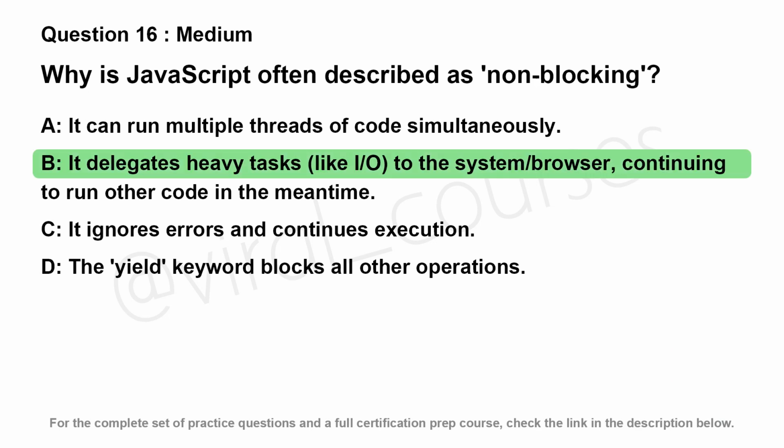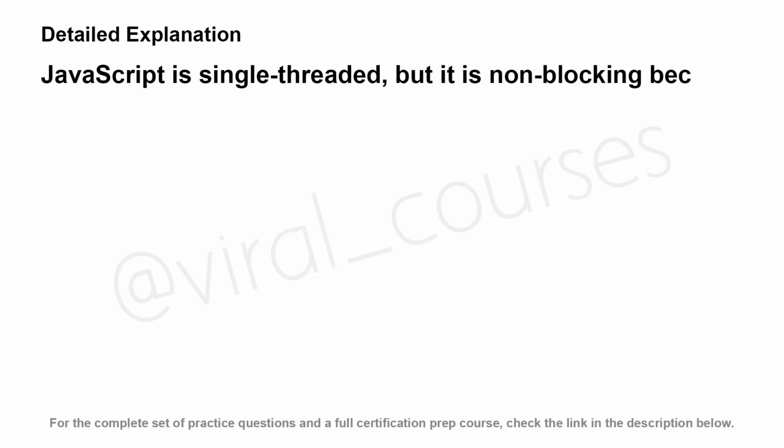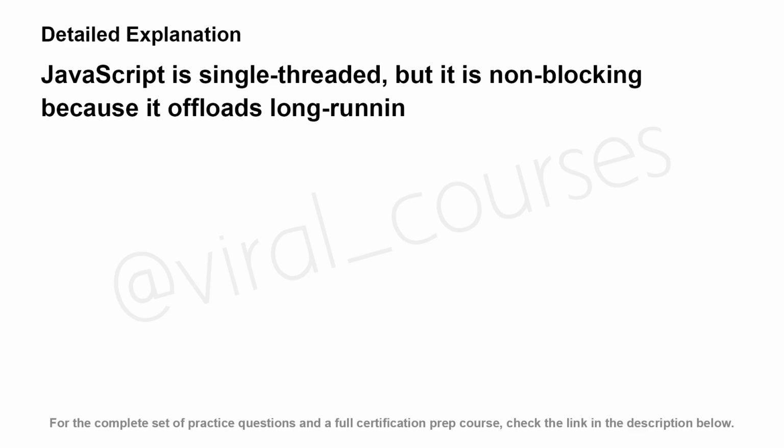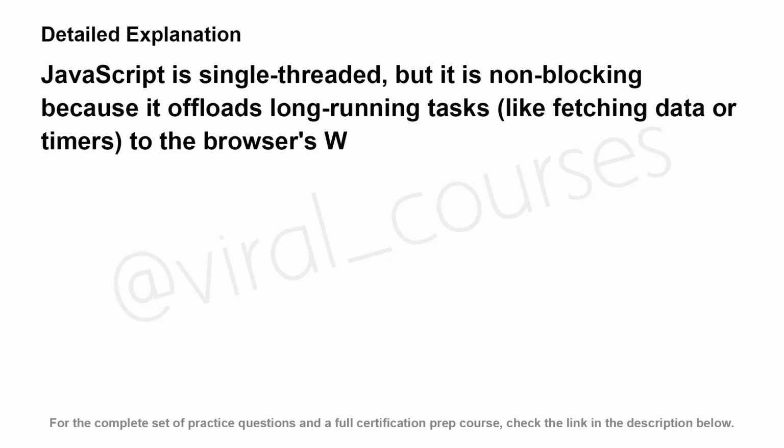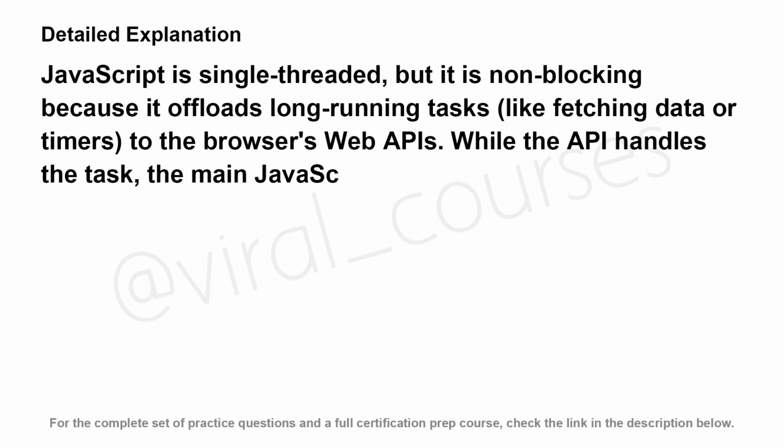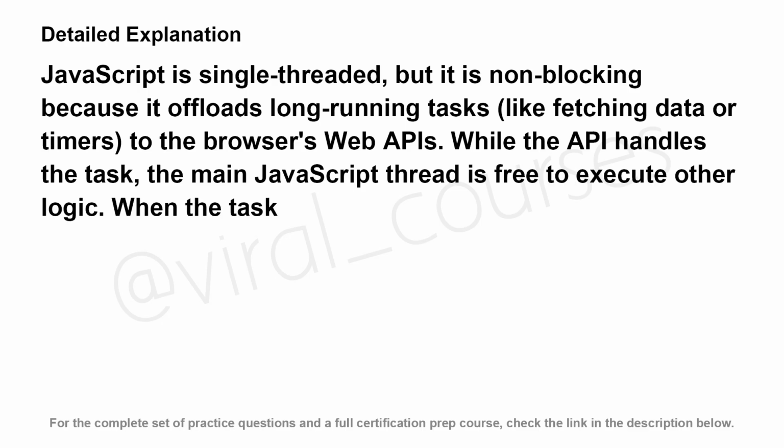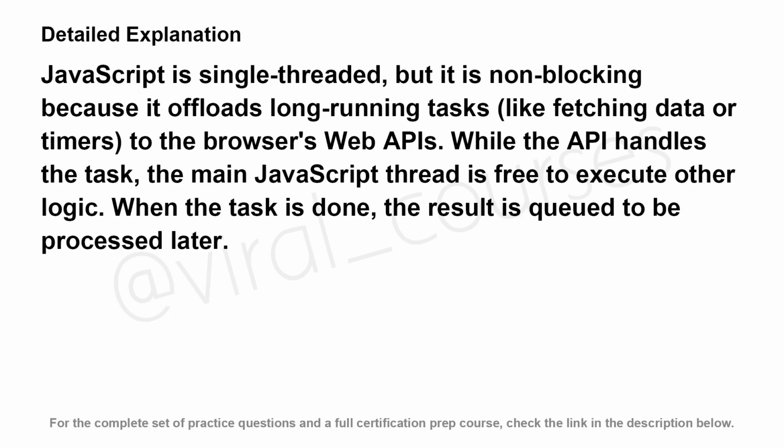The correct answer is B. JavaScript is single-threaded, but it is non-blocking because it offloads long-running tasks, like fetching data or timers, to the browser's web APIs. While the API handles the task, the main JavaScript thread is free to execute other logic. When the task is done, the result is queued to be processed later.